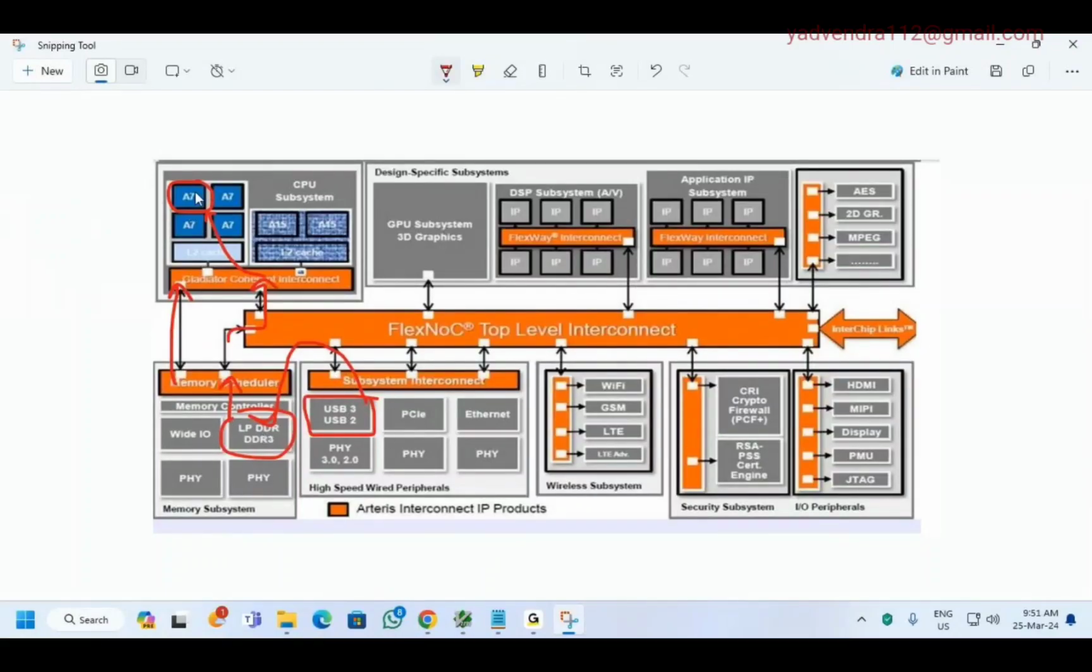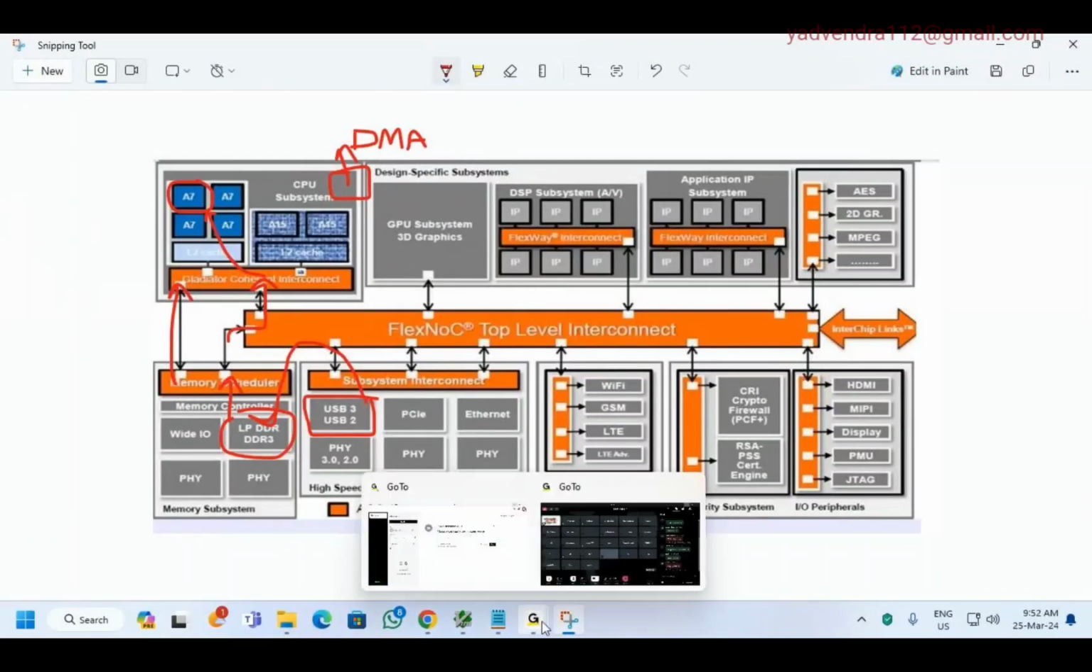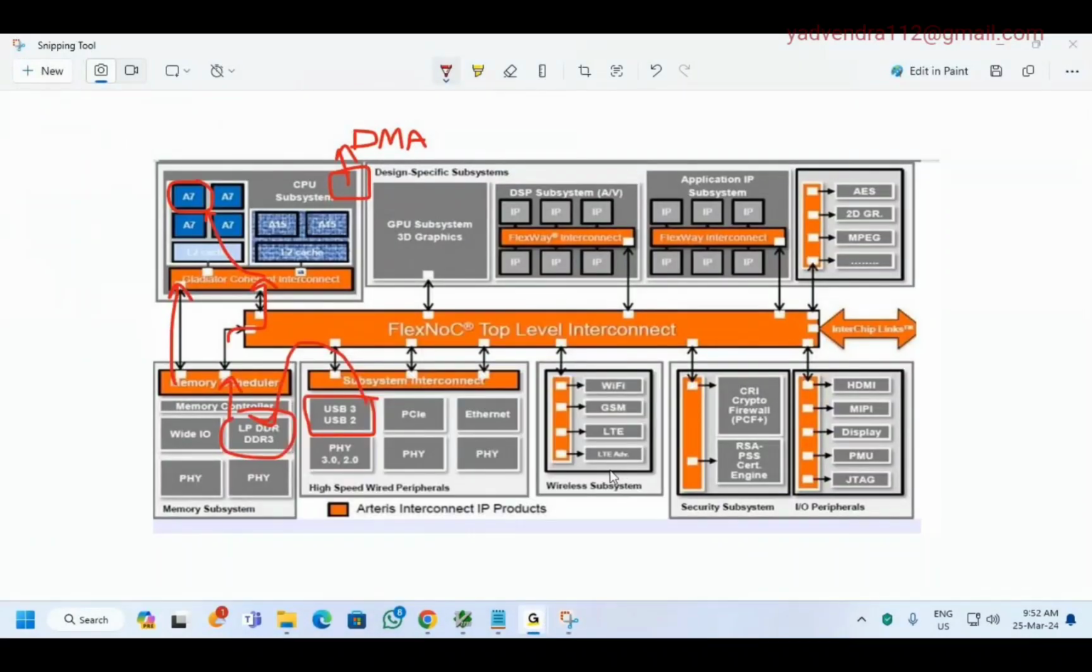There is no straight involvement of the core processor, like one of the cores here. What it will do is use a component which is not there in the GPU subsystem; assume in the GPU subsystem only, there is a component called DMA. Did anyone hear about DMA, guys? Direct memory access, exactly. Direct memory access.